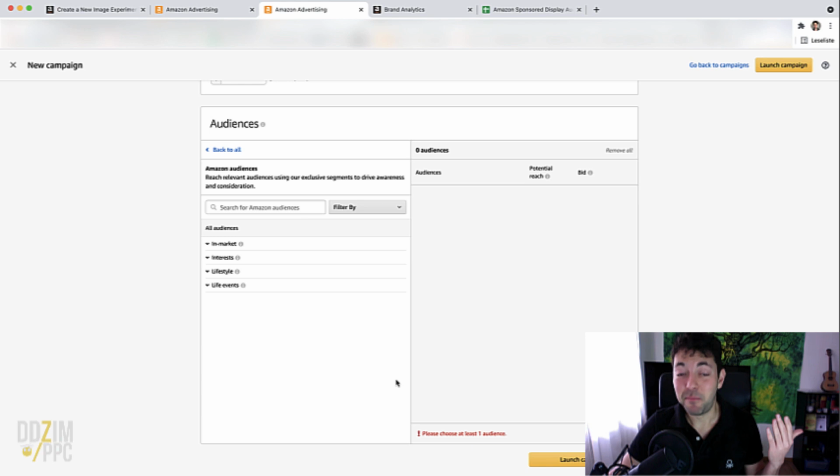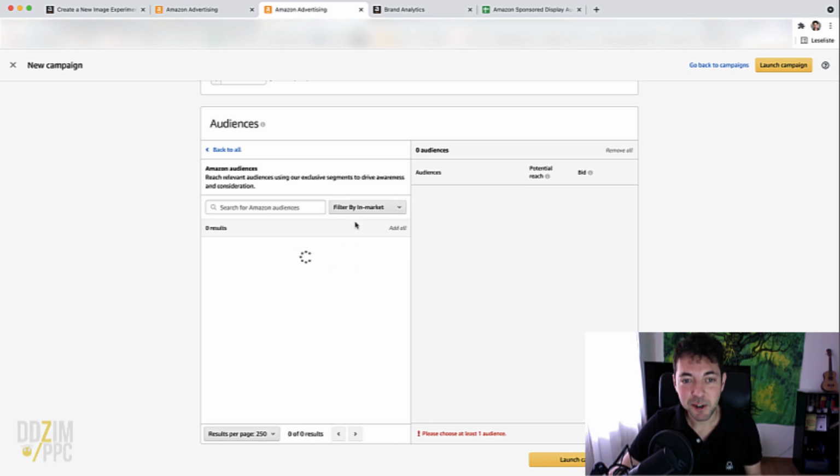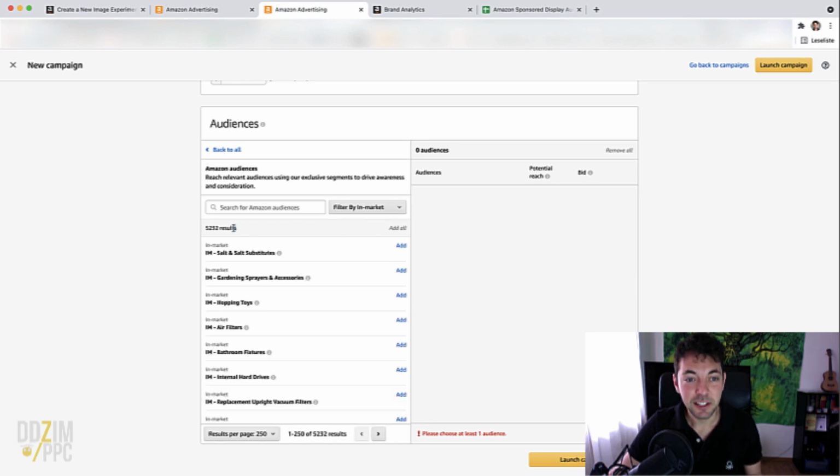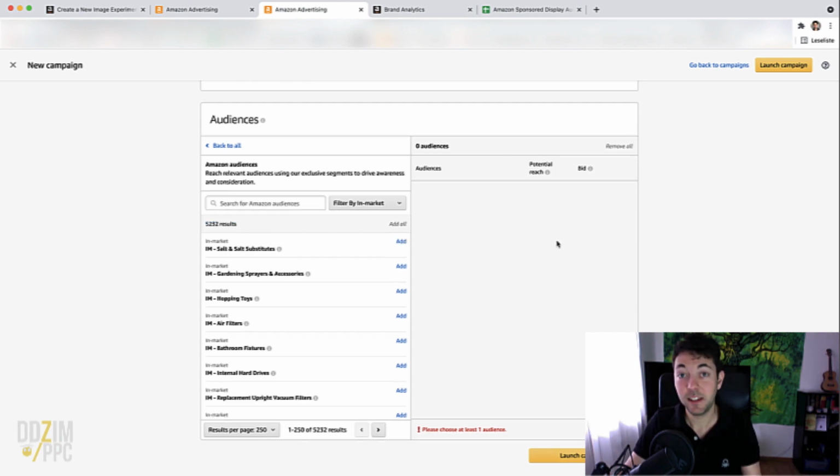And there are a bunch of segments. They are categorized into these 4 categories: in-market, interests, lifestyle, and life events. I'll go into those in just a second. But for now, it's just important to know there are thousands of those segments. So if you filter by in-market, for example, you will see there are over 5,000 audiences you could target. And that's only in the US.